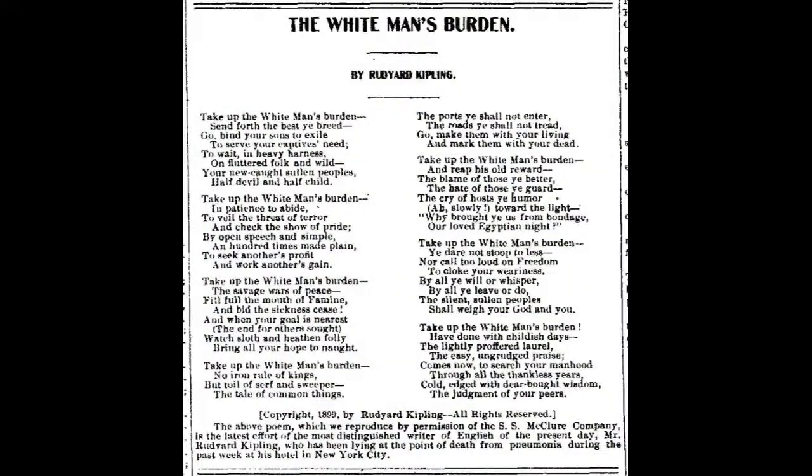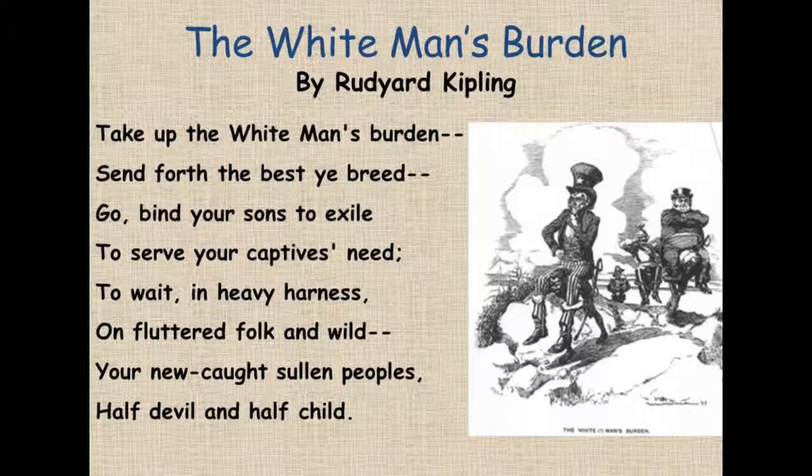In 1899, Rudyard Kipling wrote and published a poem titled The White Man's Burden, which is a perfect example of the values of Eurocentrism. The first stanza of the poem reads, "Take up the white man's burden, send forth the best you breed. Go bind your sons to exile to serve your captive's need. To wait in heavy harness on fluttered folk and wild, your new-caught sullen peoples, half-devil and half-child."